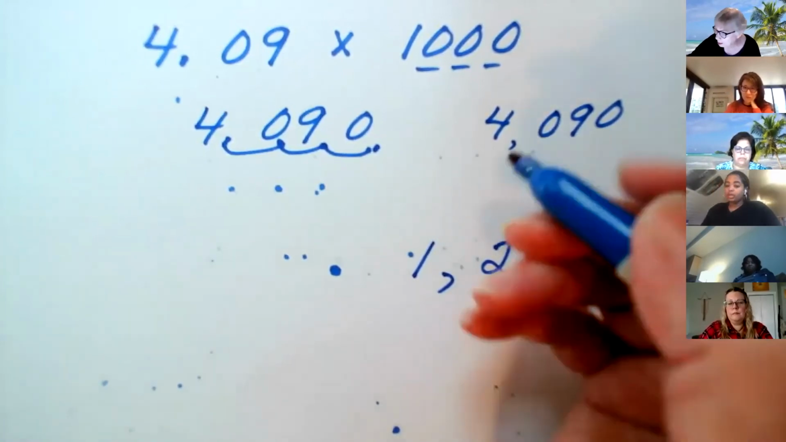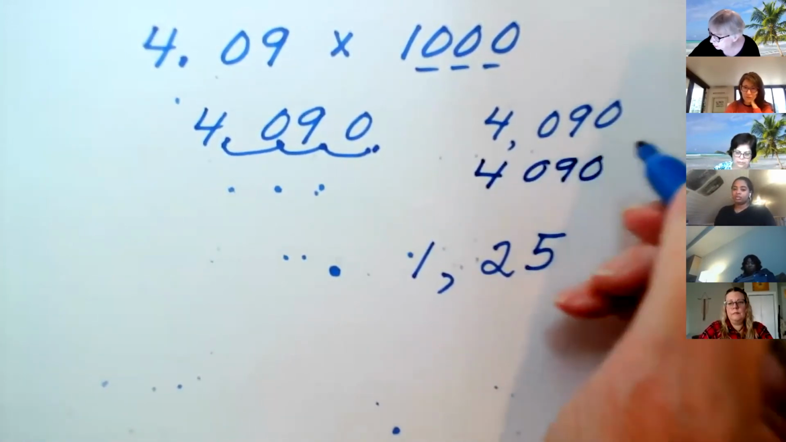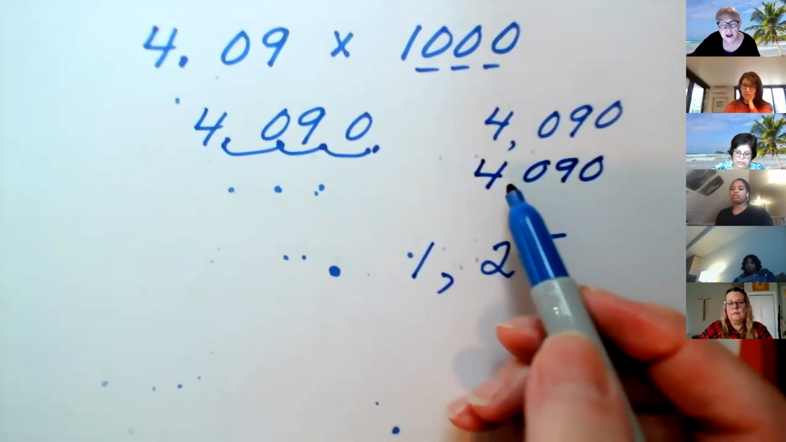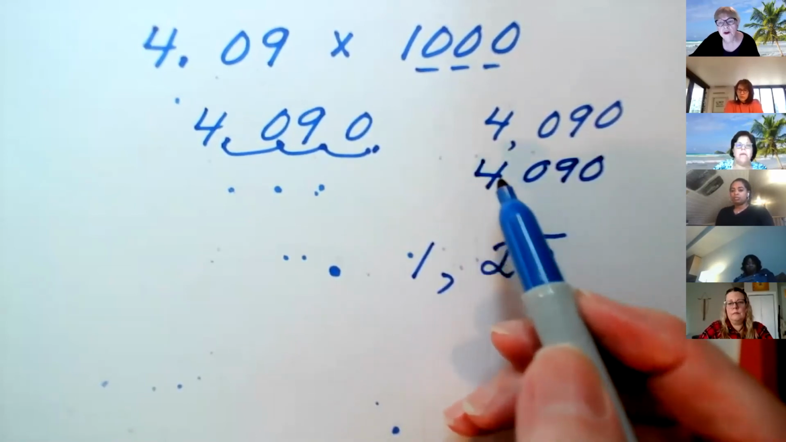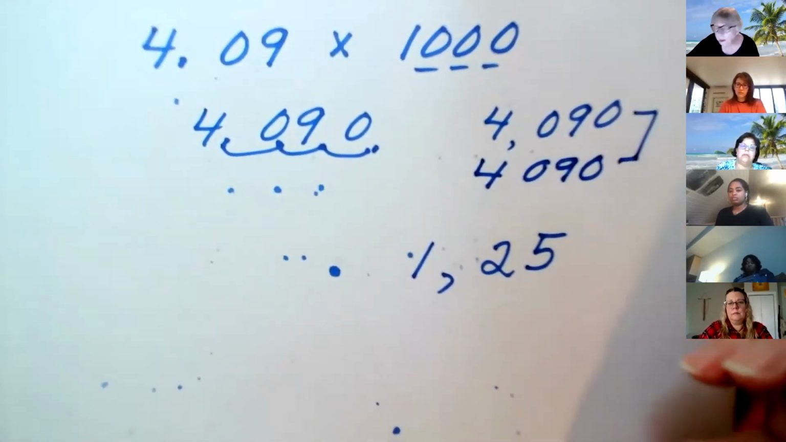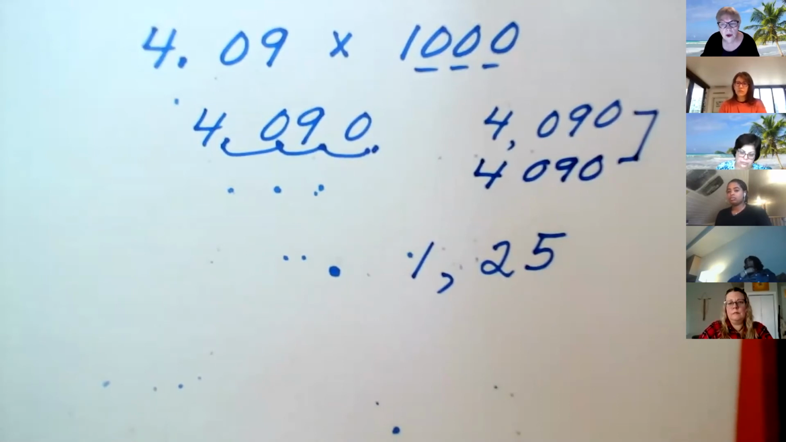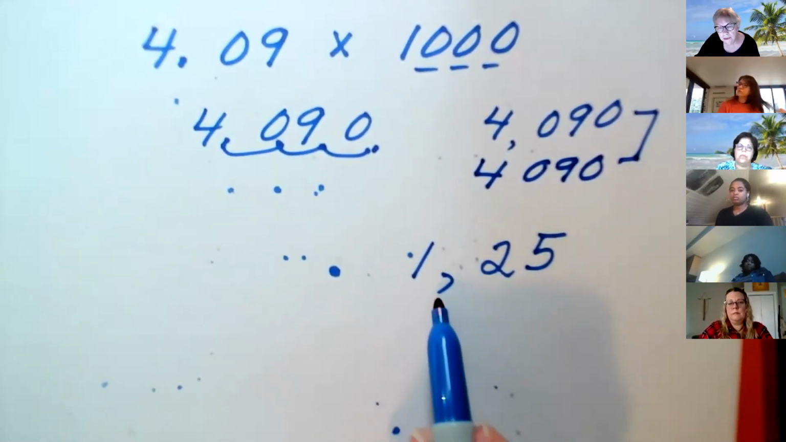But so far they seem to be using that. This was a metric thing. Instead of a comma, they would make a little space in there so you could clearly see it's 4 090. And so at the moment, I think either one would be acceptable, but I want you to be aware.